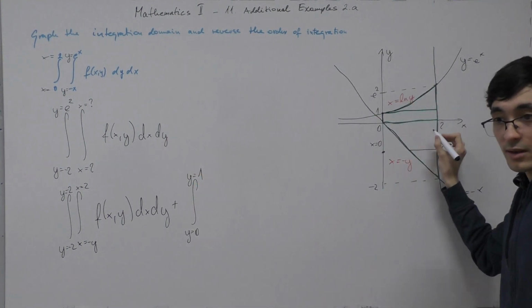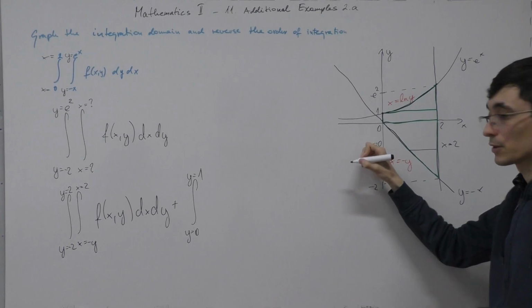For this next segment, we can see that we have y going from 0 to 1. And we can see that this is a rectangle, so x will simply go from 0 to 2.